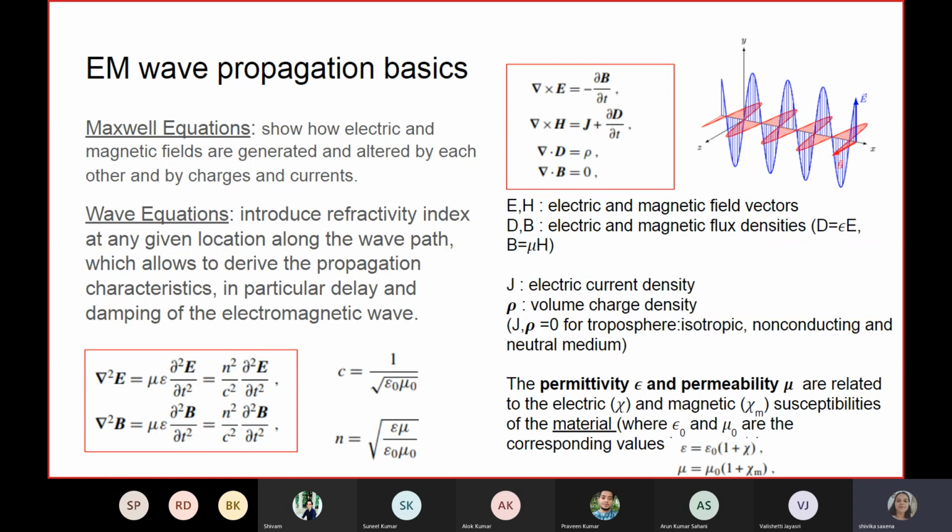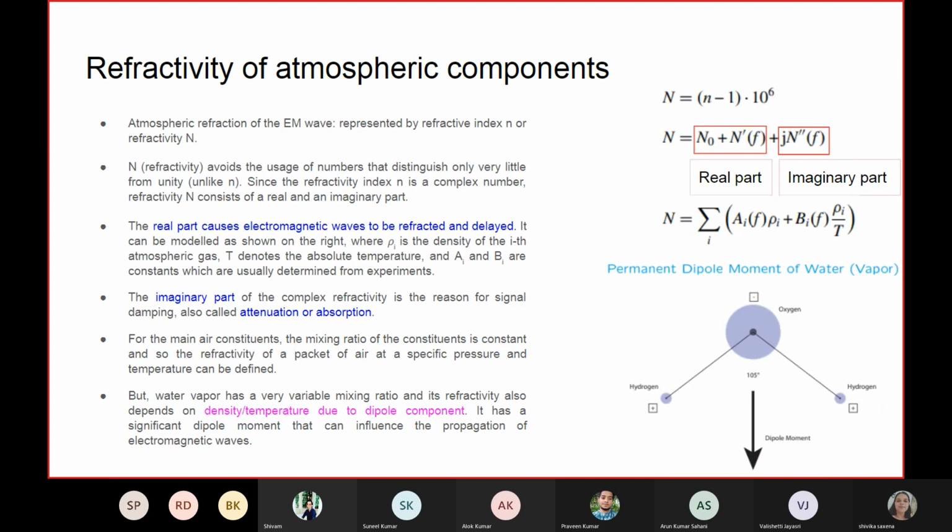Okay, so we saw how to arrive at the propagation equations or wave equations. They originate from the Maxwell equations, which define the interaction between the electric and magnetic field and how they interact with the charges and currents. Okay, so the main thing that we arrive at from here is the refractive index n. So if we want to understand the delay, we have to account for the atmospheric refractive index n.